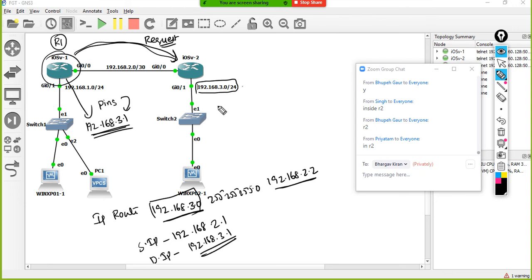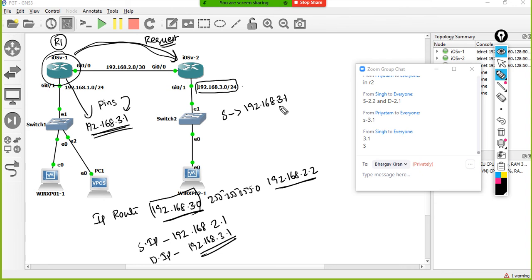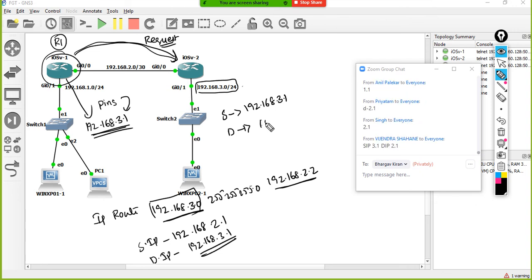What is the source and what is the destination? No. Again, you are missing something, madam. The source is who? 192.168.3.1. Then who is the destination? Destination who? 192.168.2.1. Now, does it go back?